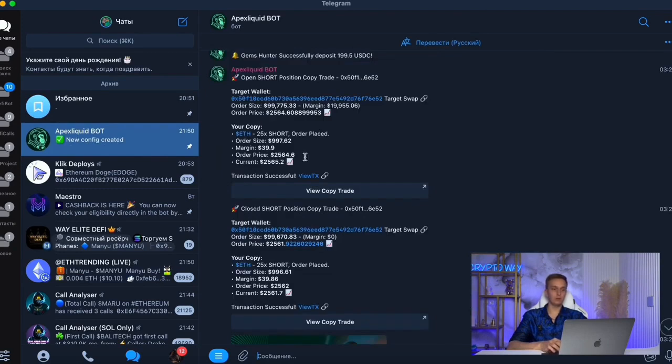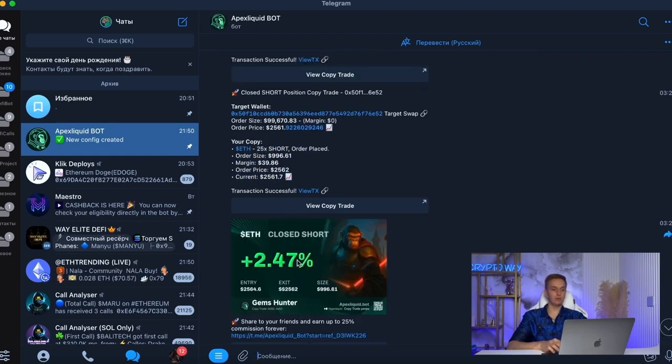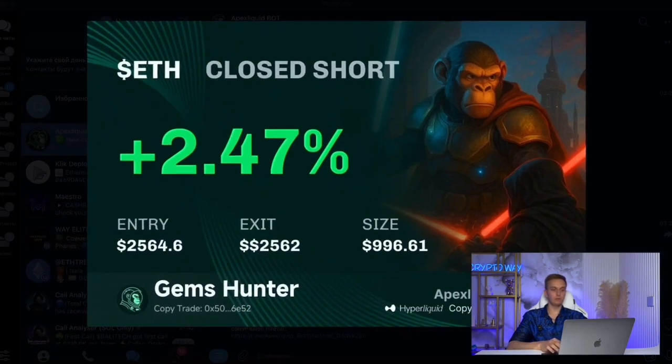After the trade is opened, you'll receive a notification like this, which tells you whether it's a short or long, the position size, and the leverage, and so on. And after the trade is closed, you receive a card like this, which shows your P&L.